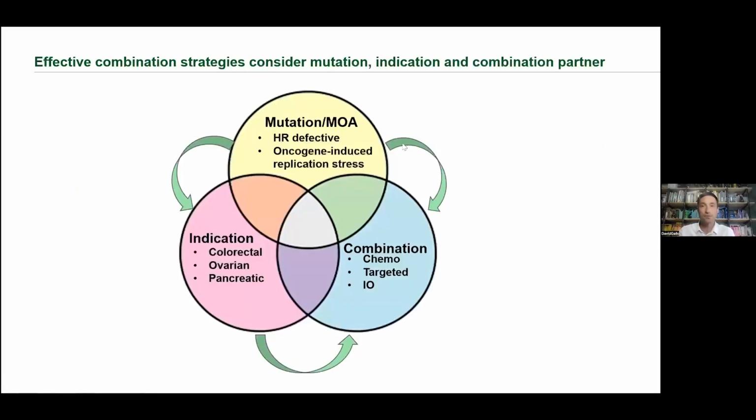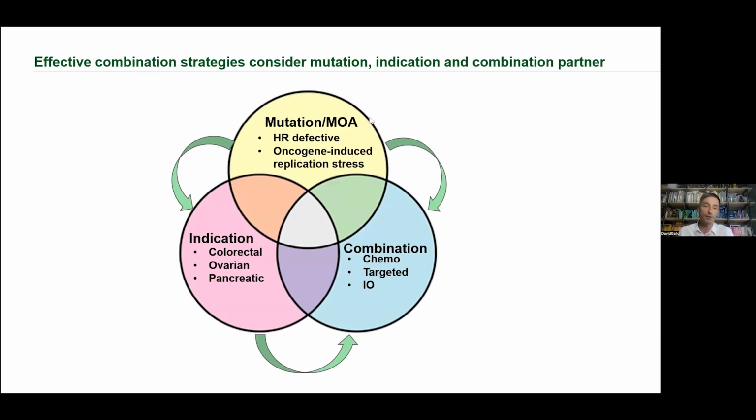Okay, so finally, I'll just end with thinking about some effective combination strategies to consider. And so thinking about moving into the clinic, we want to really consider what's an effective combination strategy. So combinations are very important in the clinic. So how do we go about doing that and considering the biomarker? So basically, the way we think about this is it's kind of three factors that come into play. So first is the mutation or the mechanism. So the mutation being cyclin E and the mechanism of action.